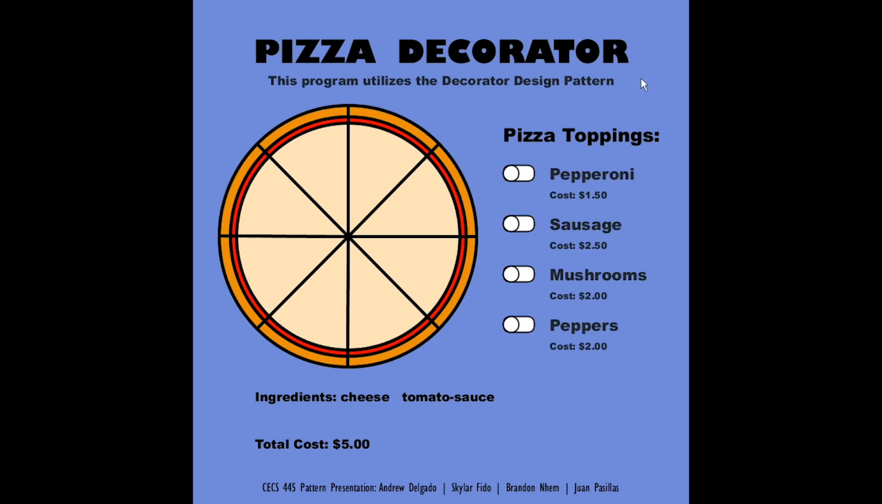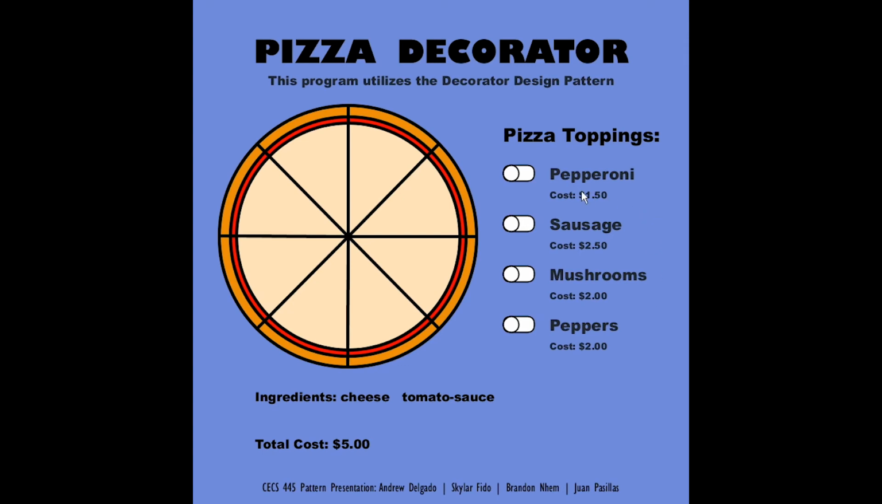and it's using the decorator design pattern. Essentially what it is, we have this base pizza here with the ingredients cheese and tomato sauce with a total cost of $5. And what we can do with that base pizza is we can add toppings to it. And our selection of toppings includes pepperoni, sausage, mushrooms, and peppers. And underneath them you can see the cost for each topping, and that is what will be added to the total cost if we were to add it onto the pizza.